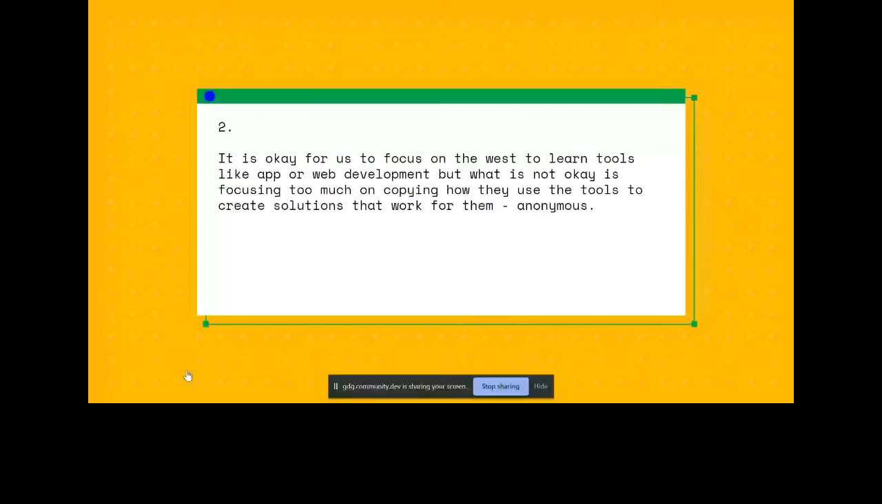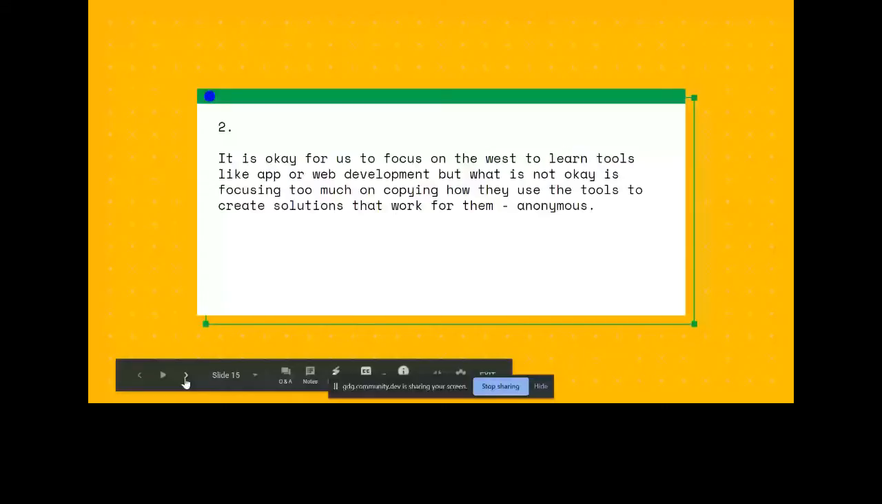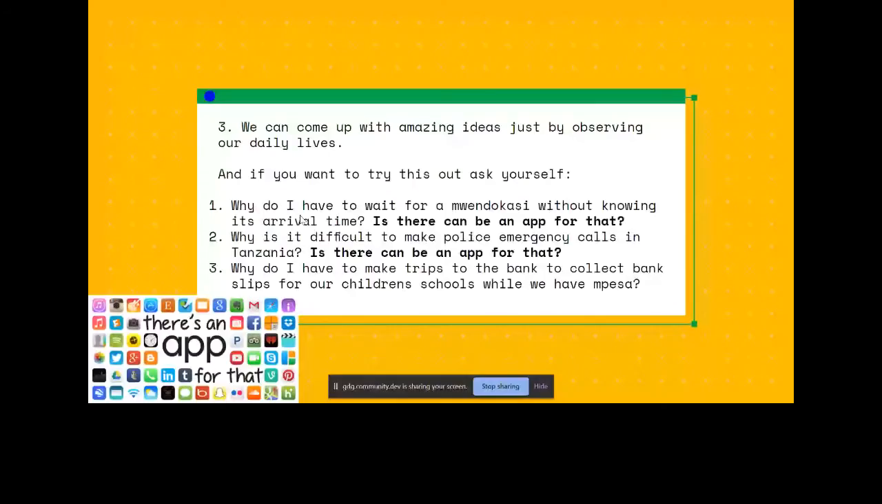So another reason why I believe we are a goldmine of tech innovation is because we can come up with great ideas just by looking at our lives. Again, I'm going back to the same point. We shouldn't look at the West. We should only look in ourselves, and we'll find the solutions.